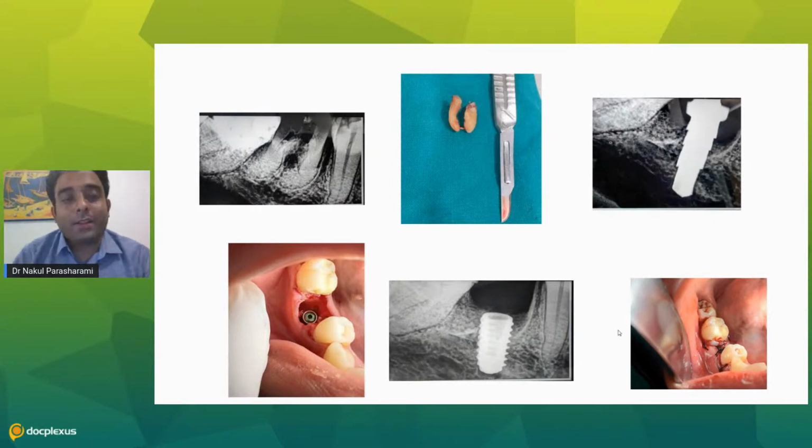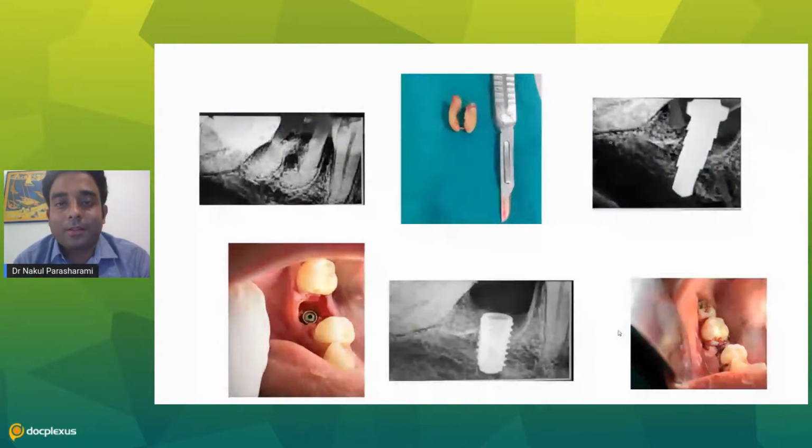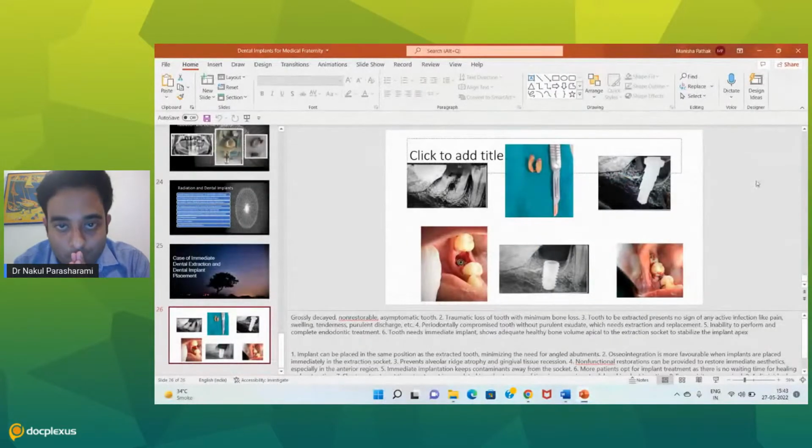All these conditions were satisfied, so I extracted the tooth and placed the dental implant. Once the dental implant was placed, I covered it with the mucosa and let it heal for 3 months. After this, the prosthetic phase of the implant was started. With this, I would like to end my presentation and take any questions if you have.